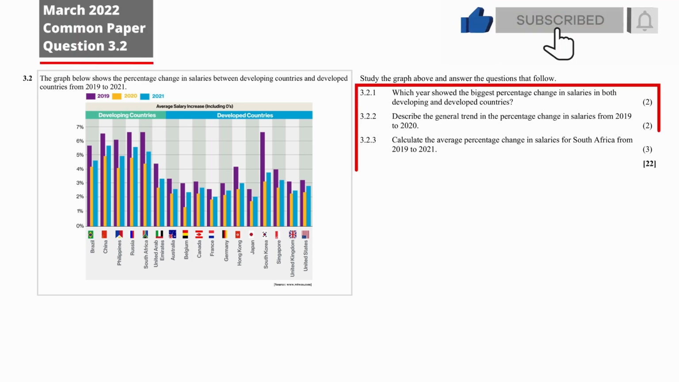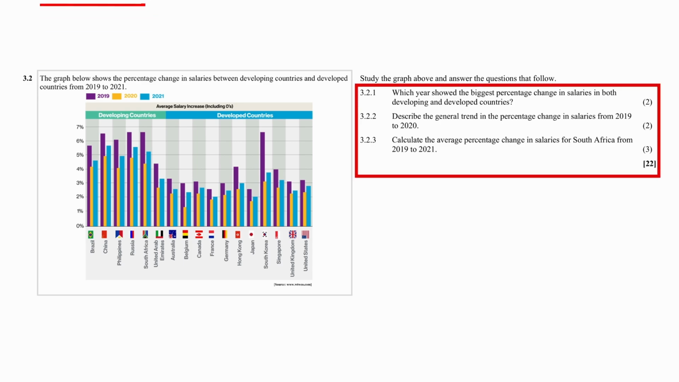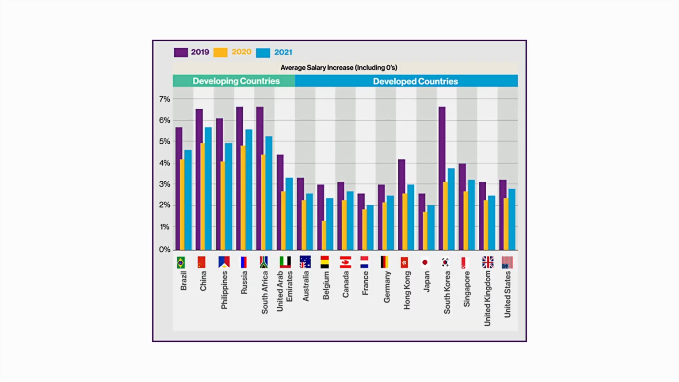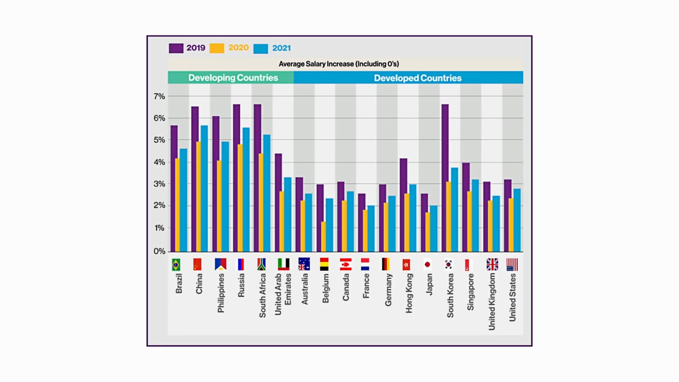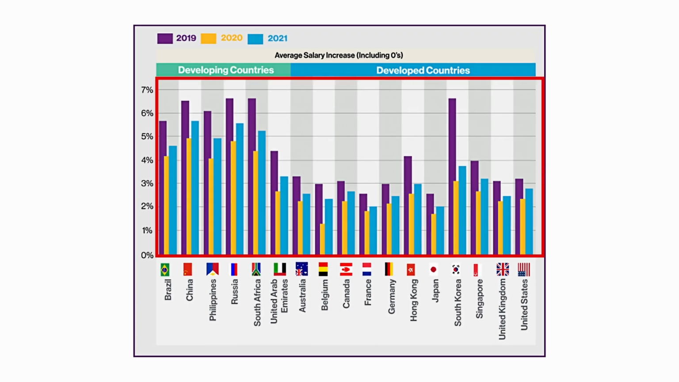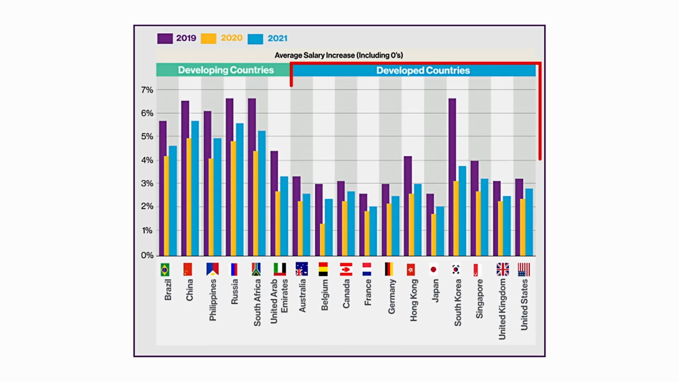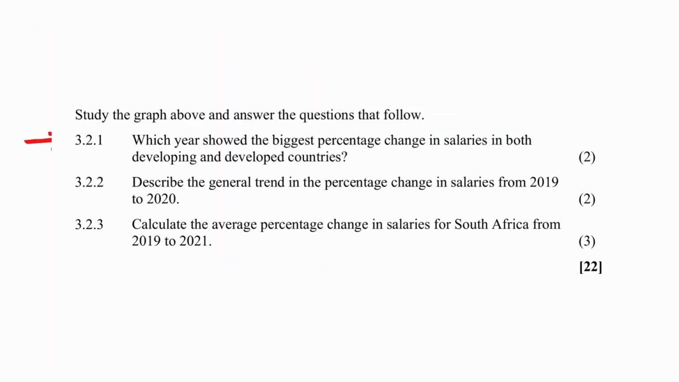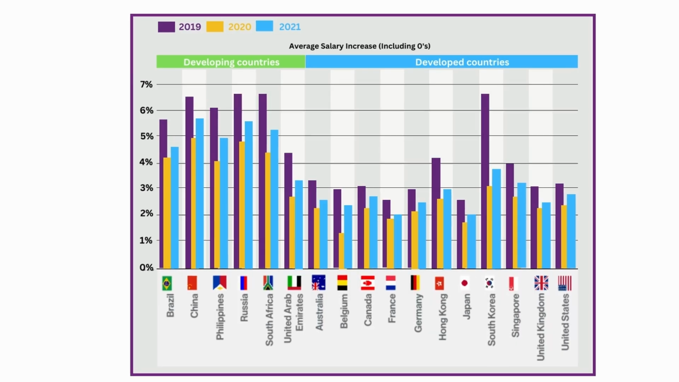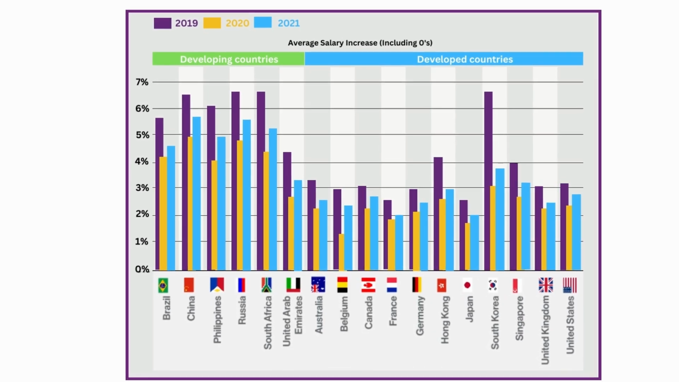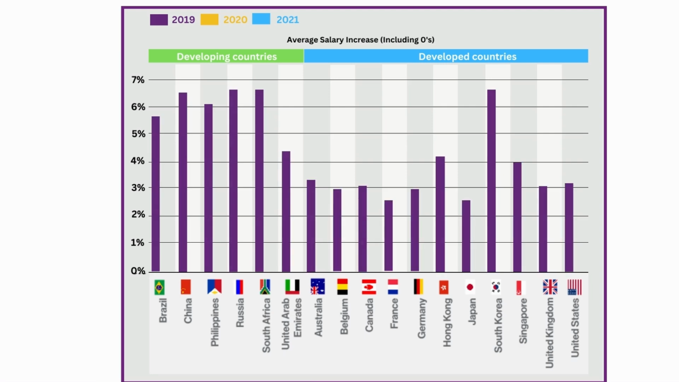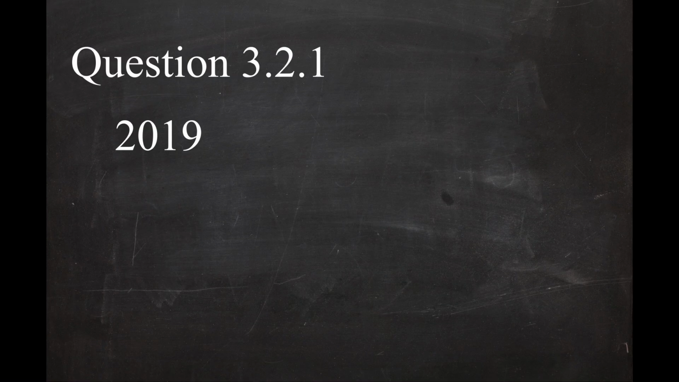Question 3.2 consists of 3 data handling questions that were designed to assess your ability to analyze data presented in a compound bar graph. You are given a compound bar graph that shows the percentage change in salaries between developing and developed countries from 2019 to 2021. In question 3.2.1, you are required to read off the graph the year that showed the biggest percentage change in salaries in both developing and developed countries. From the graph, the year with the biggest percentage change in both these types of countries was 2019.